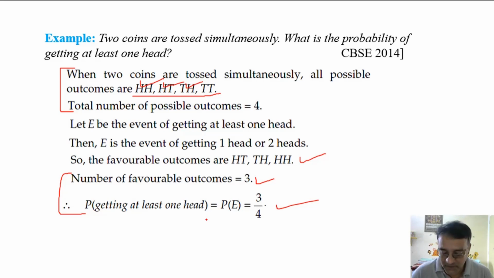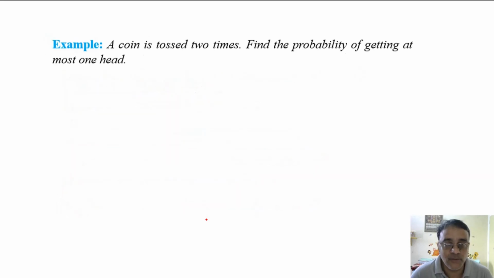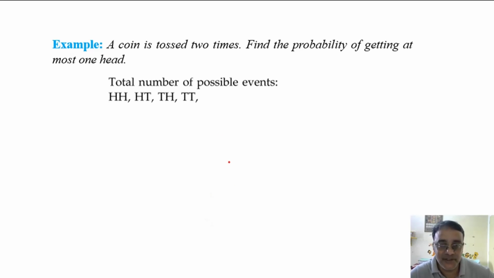Okay, so now we'll move towards one more example. A coin is tossed 2 times. Find the probability of getting at most one head. I told just now at most means less than or equal to 1. That means we have to take 0 and 1. So total number of possible events are 4. That is HH, HT, TH and TT.